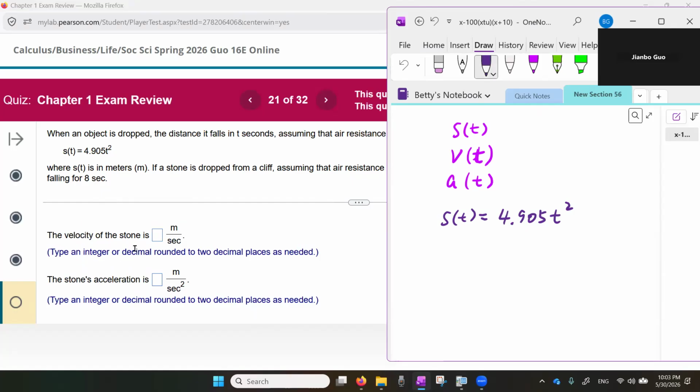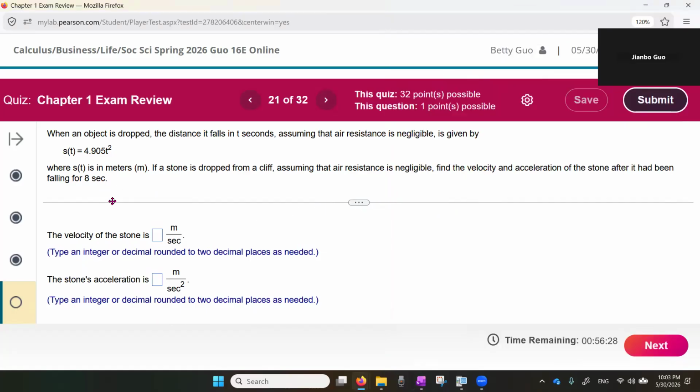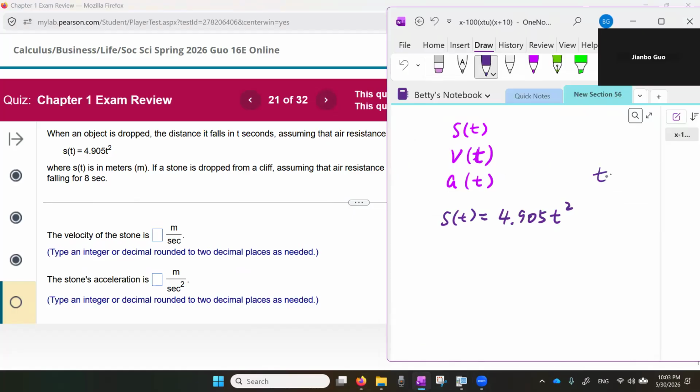There are two parts. The first part is to find the velocity, right? s of t in meters, if a stone is dropped from a cliff, finding the velocity and the acceleration after it has been falling for 8 seconds. So t equals 8. The first part is actually finding v of 8, which is s prime of 8, right?